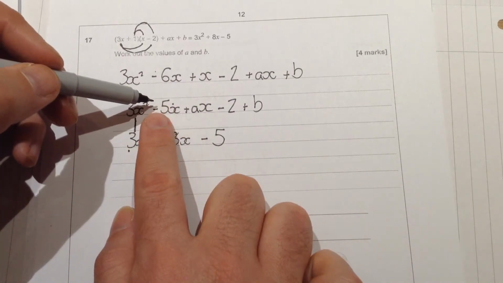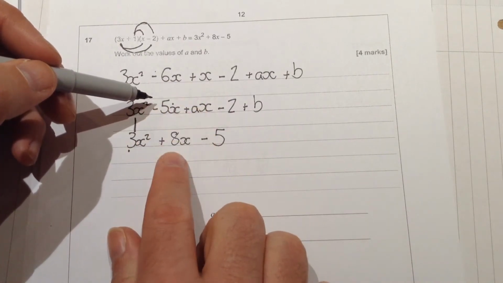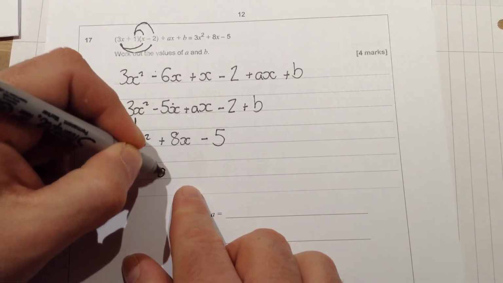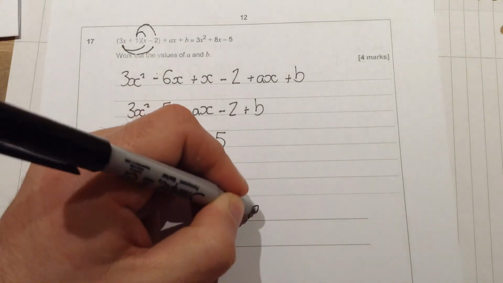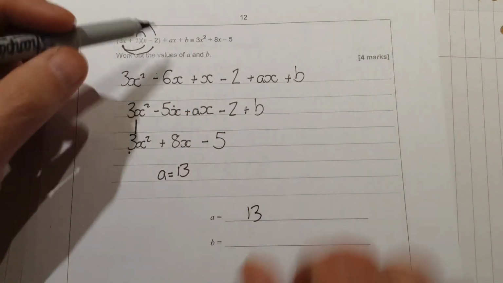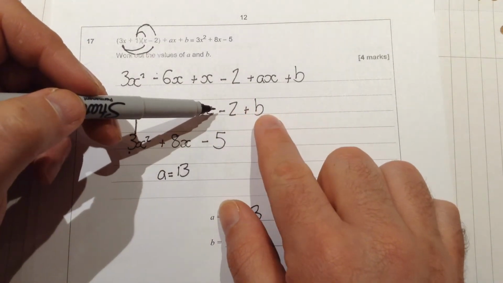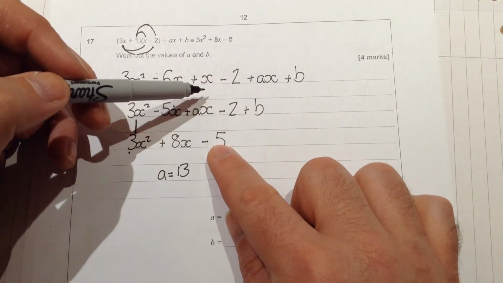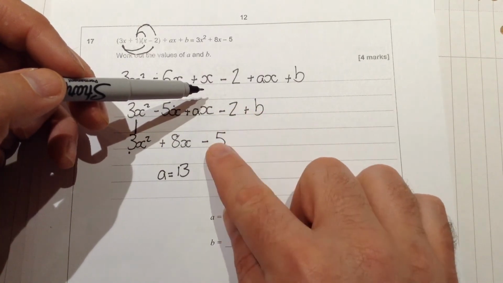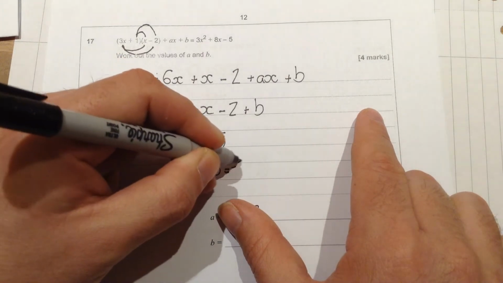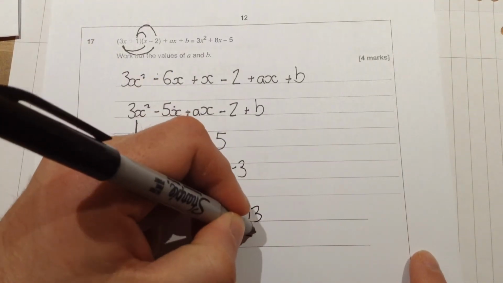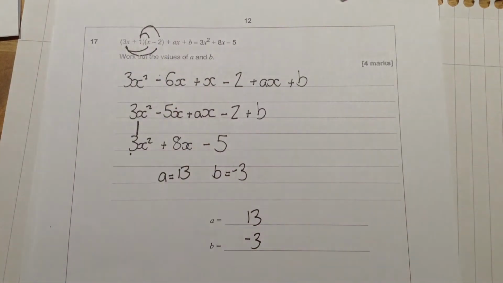So what value do you need? Minus 5 plus something gets us up to 8. Well, that a, therefore, must be 13. So I can put that on the answer line. We've then got minus 2 plus something would get us to minus 5. Well, to get from minus 2 to minus 5, we would have to take away 3. So b must be minus 3. And there are our two solutions for a and b.